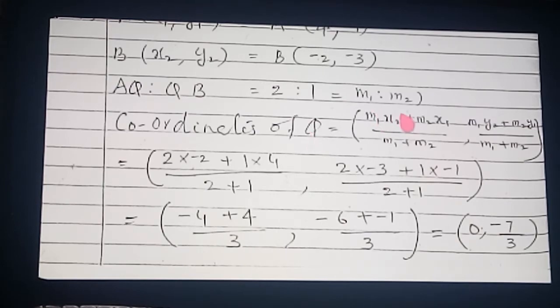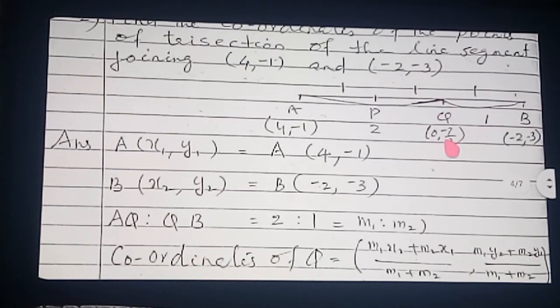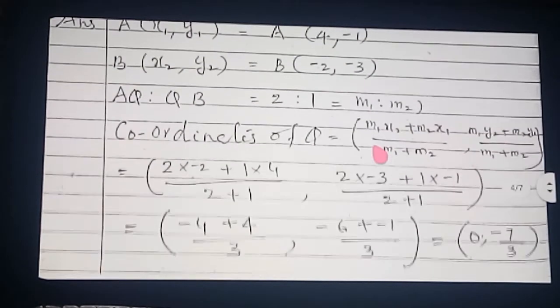That I have written in the diagram also for your understanding. What are the coordinates of Q? (0, -7/3). Now you have the coordinates of Q. Now what do you want to find out? The coordinates of P. From the diagram it is very clear that P is the midpoint of AQ. So how can you find the coordinates of P? By applying the midpoint formula. So we can see it on the next page.